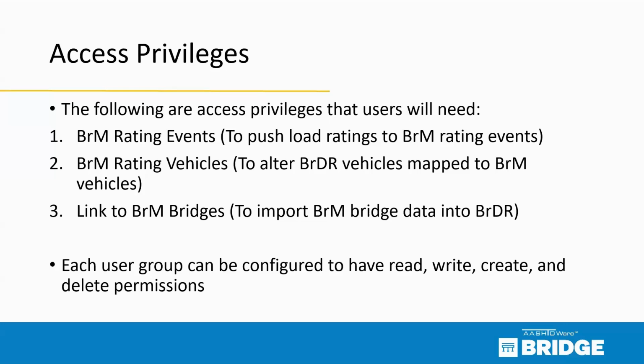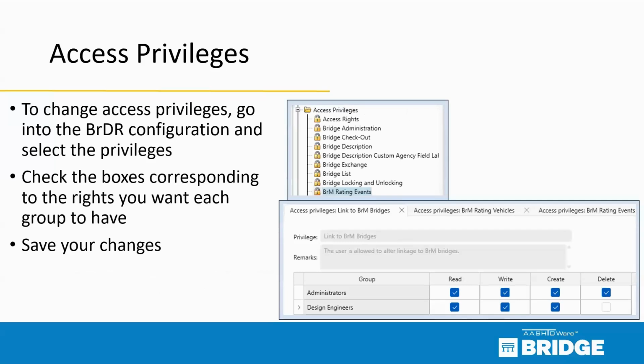And of course, each user group can be configured to have read, write, create, or delete permissions. To change those access privileges, you go into the BrDR configuration and then select the privilege you want to change and check the boxes corresponding to the rights that you want each group to have, and then save your changes.